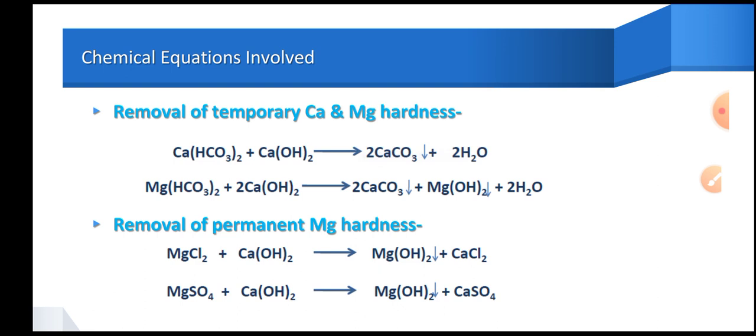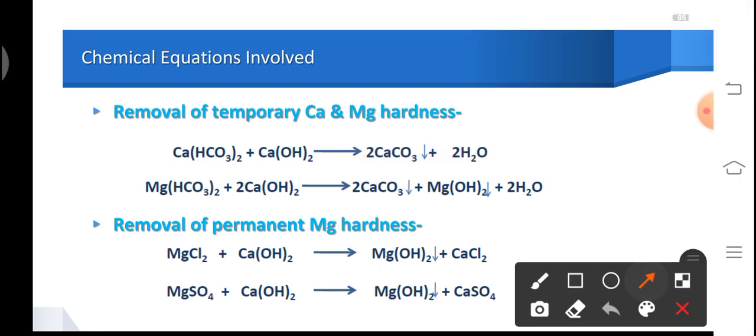So let us see what are the chemical equations which are involved. In this process, we need to convert all soluble impurities into insoluble precipitates. So let us see how we can do that. Let us see first the removal of temporary calcium and magnesium hardness. We know that carbonates and bicarbonates cause temporary hardness. So here in the first equation, calcium bicarbonate is taken. This is the temporary salt of calcium.